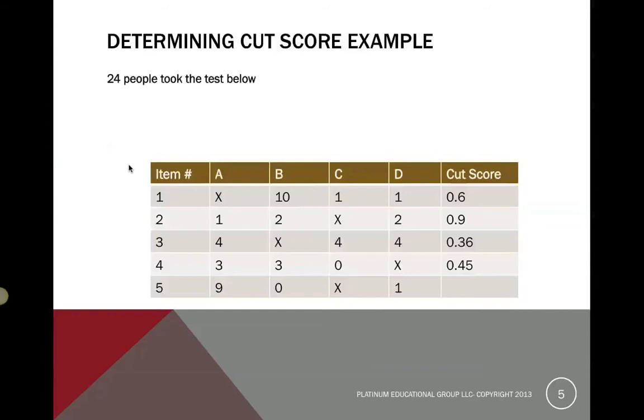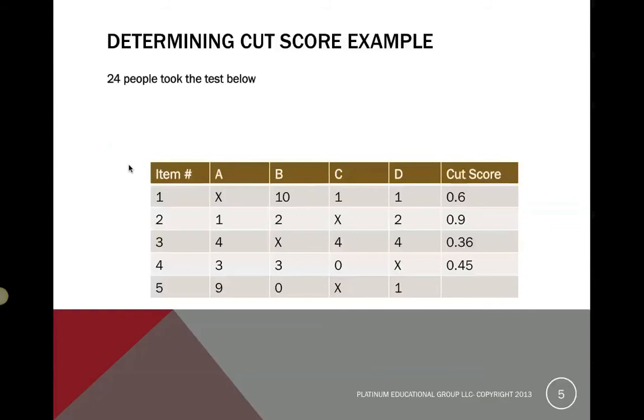Number 3, the correct answer is B. 4 picked A, 4 picked C, and 4 picked D. So of the 24 people that took this, half of them didn't even select the correct answer, but they were evenly distributed for A, C, and D, all greater than 10% of the population. 3 really good wrong answers. That item is cut at a 0.36.